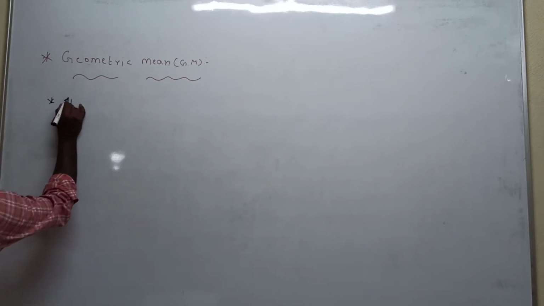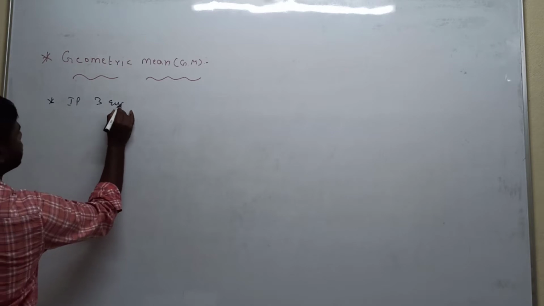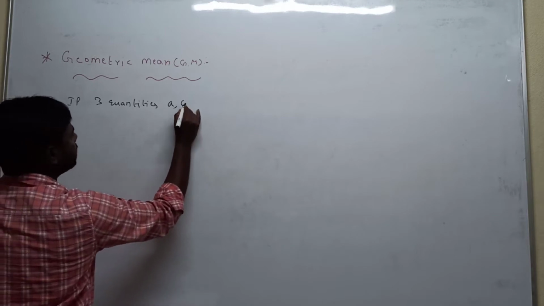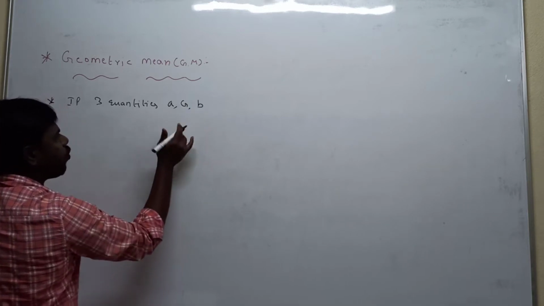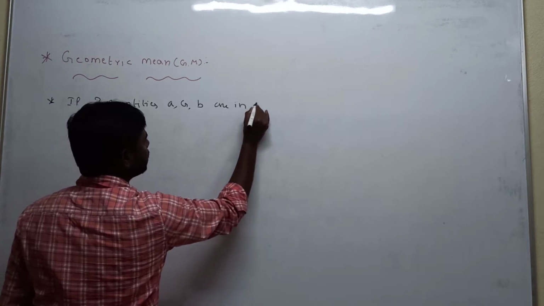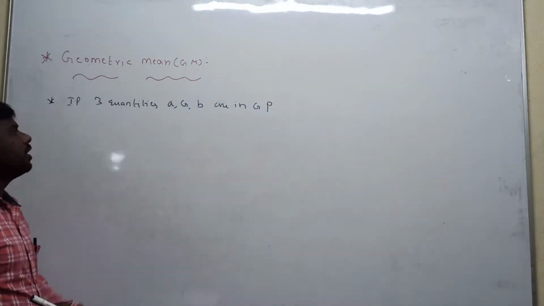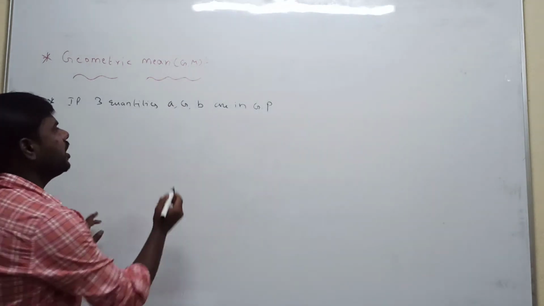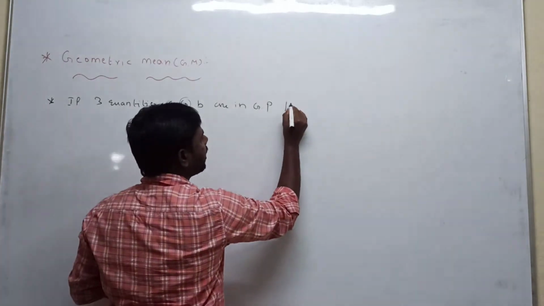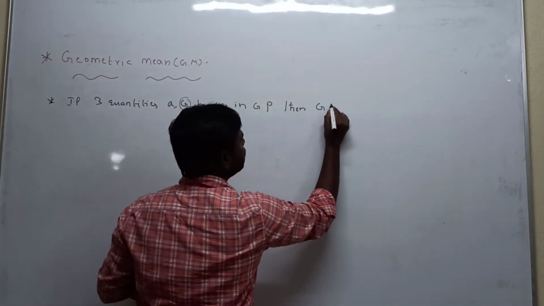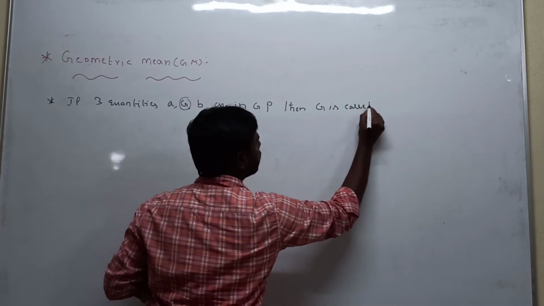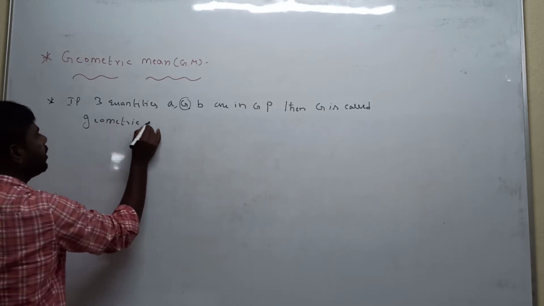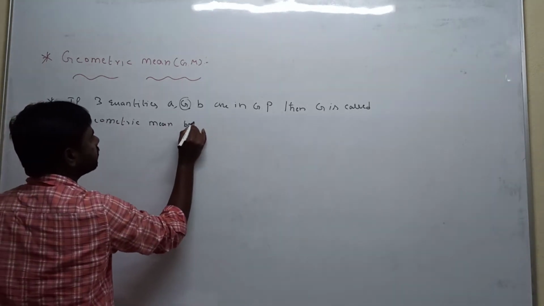The first condition is: if three quantities A, capital G, B are in geometric progression, then G is called the geometric mean between A and B.